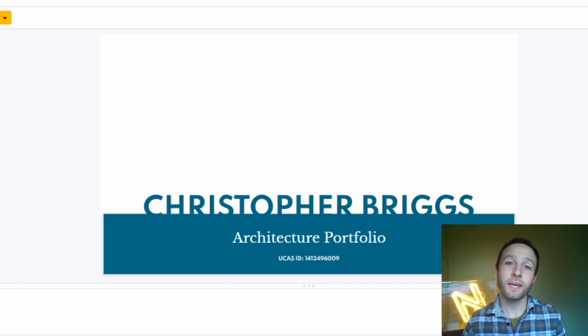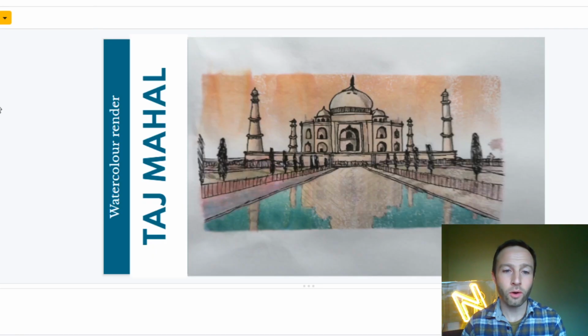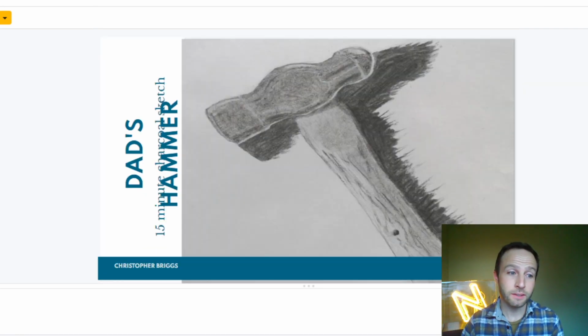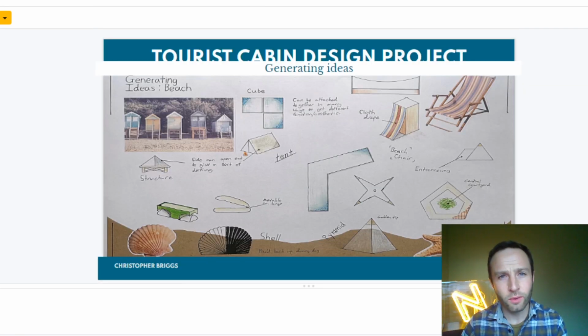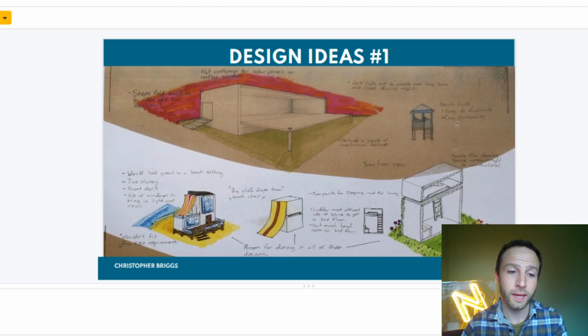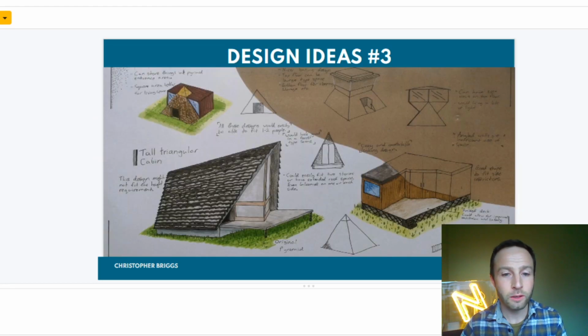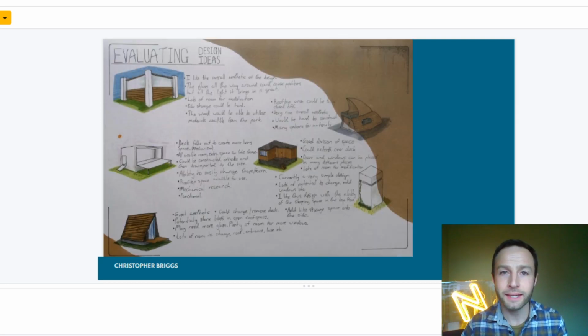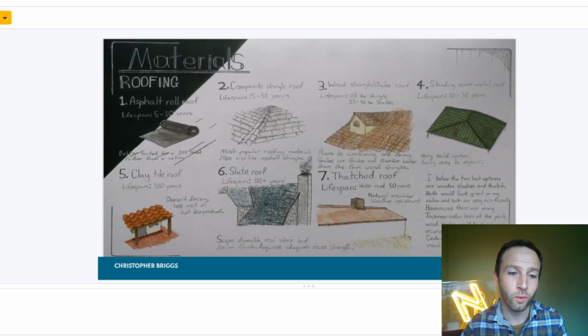Christopher has showcased his work, which is an architecture application for university. He's got a variety of observational studies, things like showing his ideation, his thought processes, how he's unpackaged his ideas and how he's drawn on different bits of inspiration along the way. He hasn't included too much labelling on the portfolio itself, but he does have a lot of annotations as well to help us understand his thought process along the way.